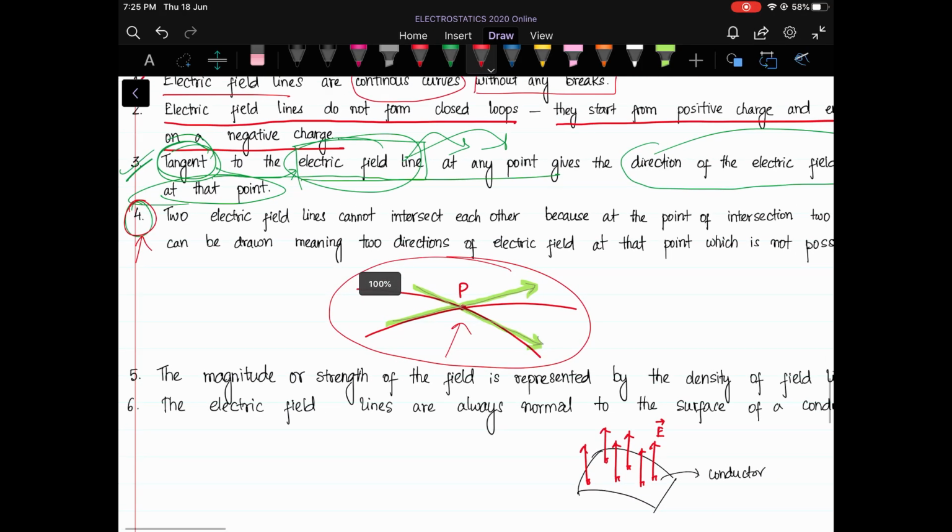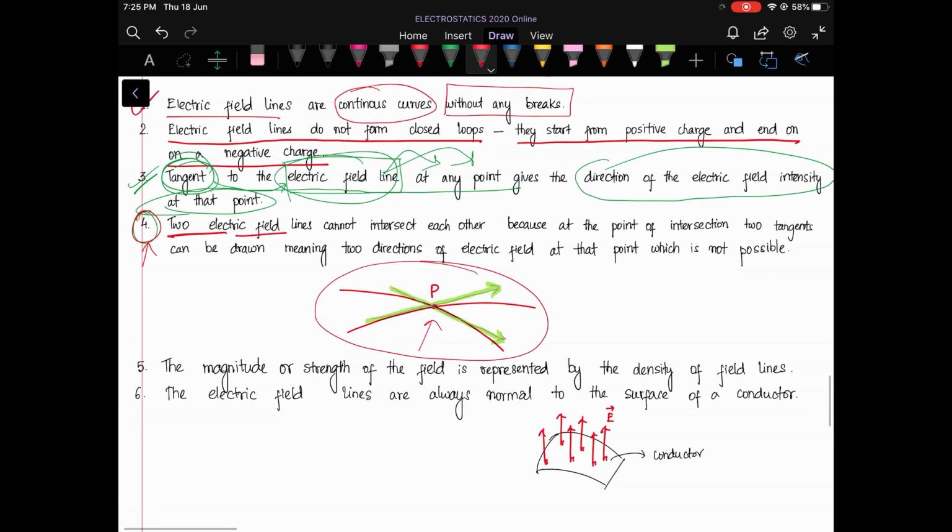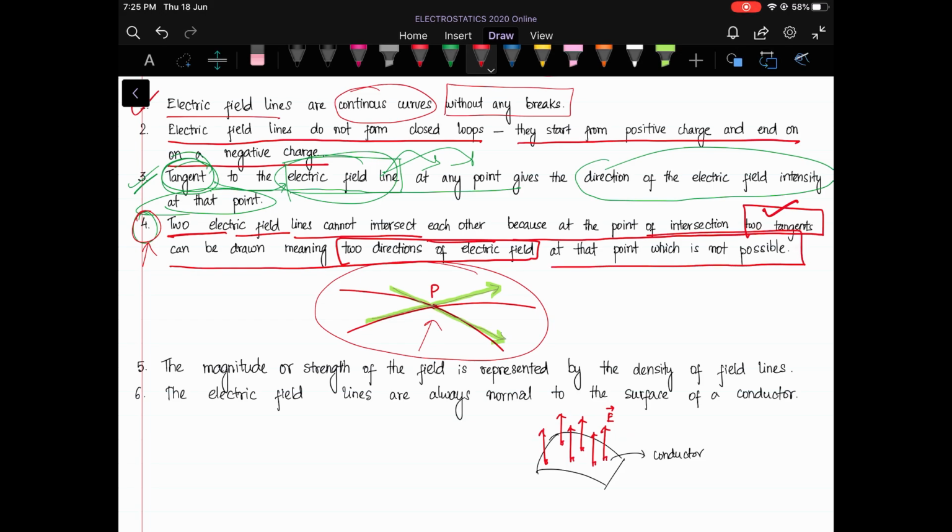So here we have the fourth point. Two electric field lines cannot intersect each other because at the point of intersection we can draw two tangents, and it means that there must be two directions of your electric field, and that is of course not allowed or not possible. They used to ask the reason, so you have to write this.